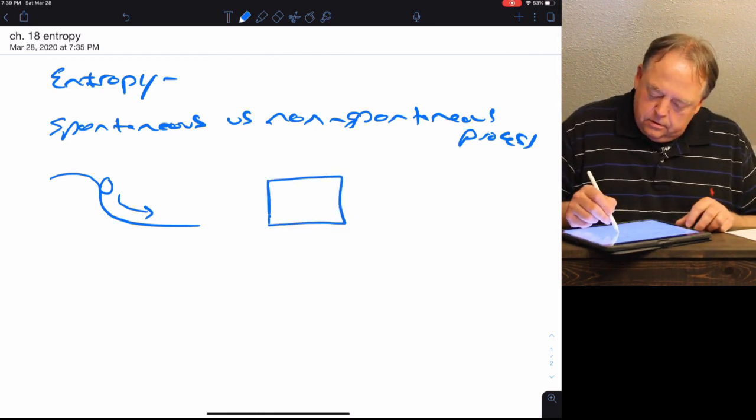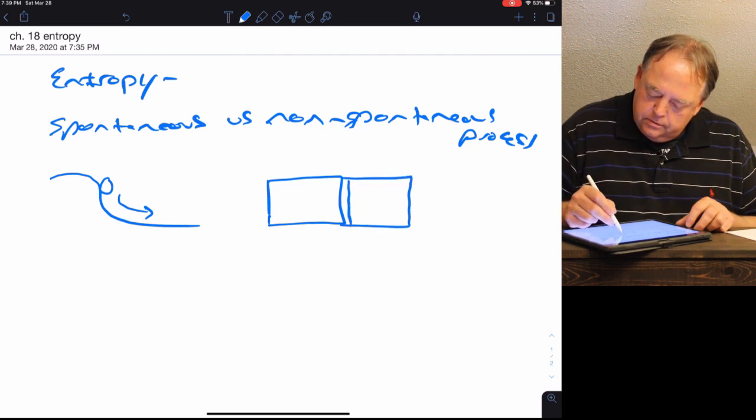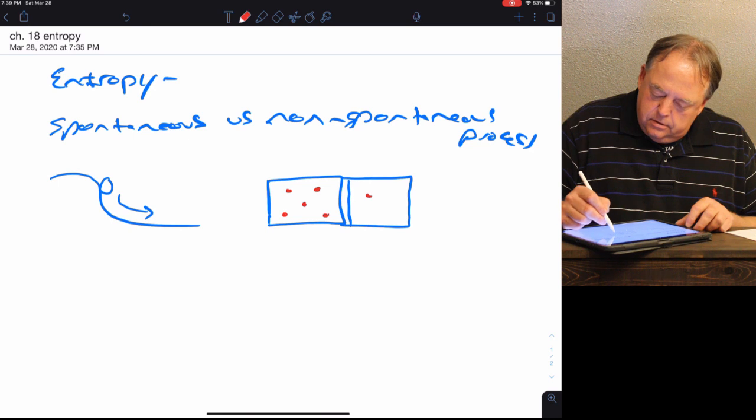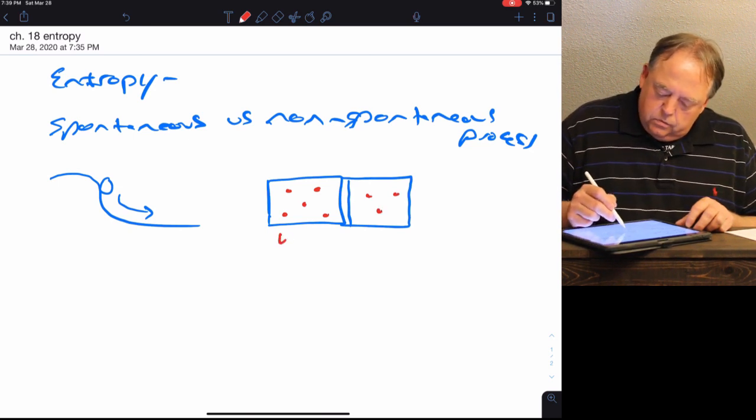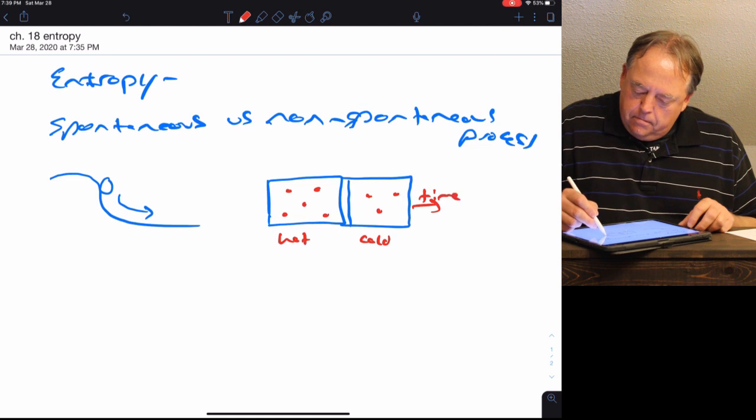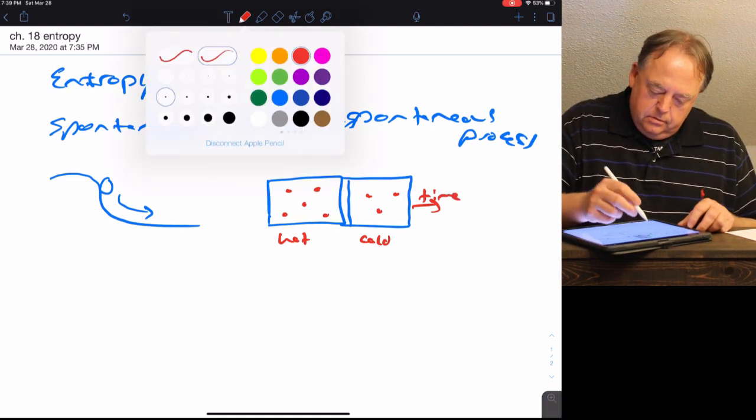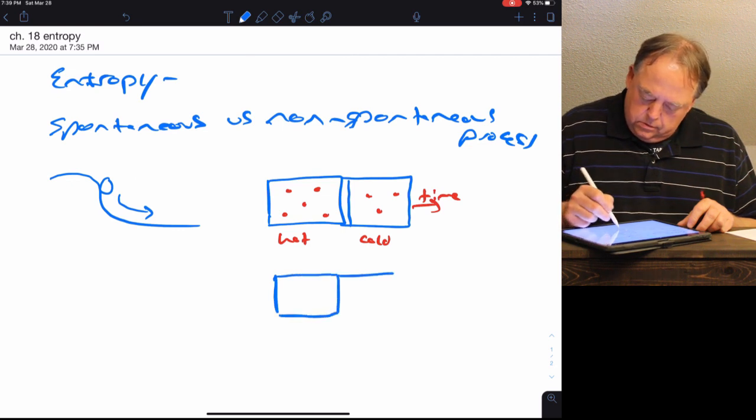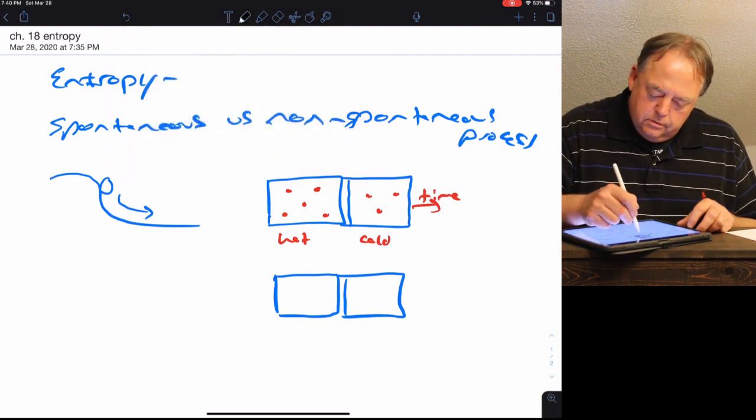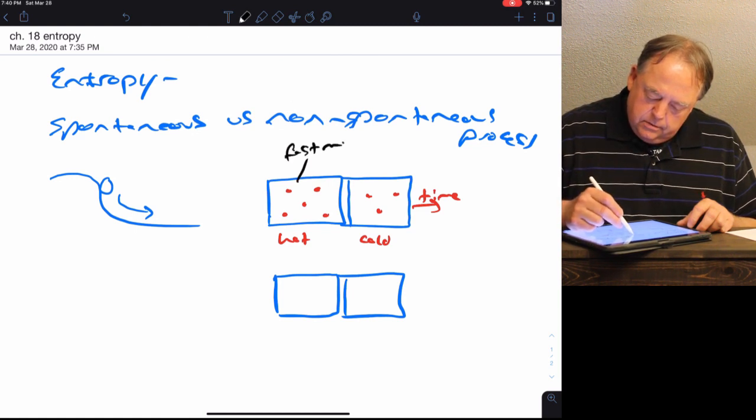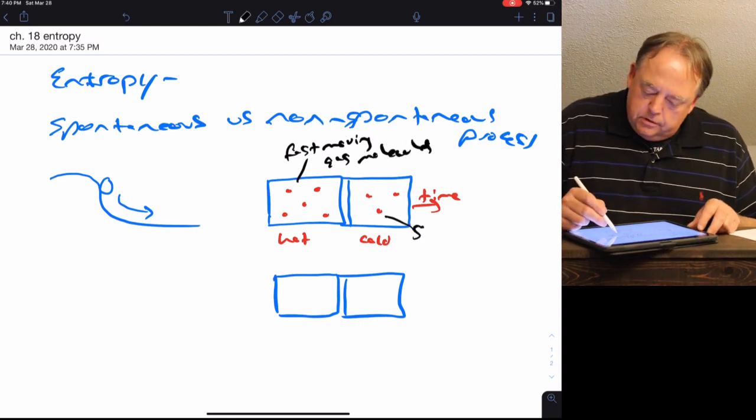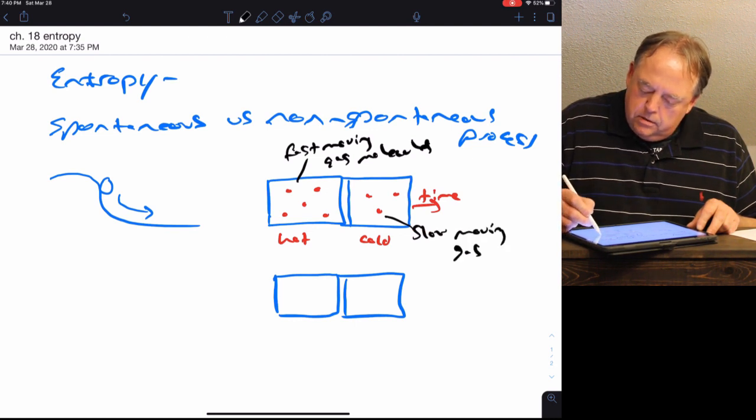Or if you had a couple of chambers set up, separated by a wall, and there were gas molecules in them, and if this one was hot and this one was cold, then what's going to happen over time? Well, at the molecular level, first of all, what's going to be the difference between the molecules? These would be fast moving gas molecules, and these would be slow moving gas molecules.